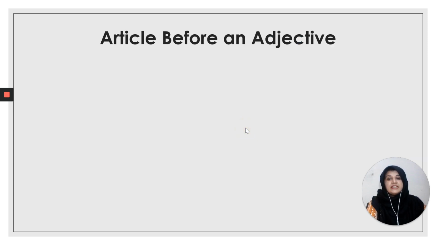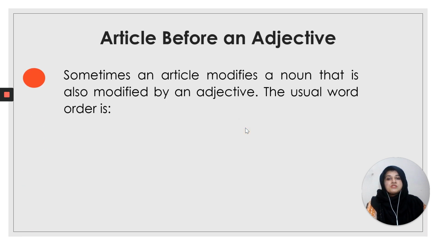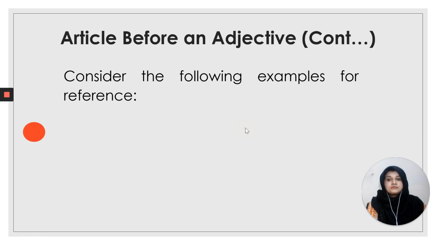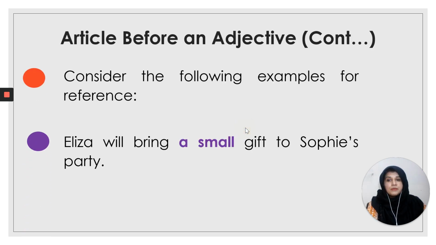Article before an adjective, right? There are some situations when there is an adjective with the noun. So in that situation, what would be the order? Article plus adjective plus noun. So we'll not take the noun to choose the article. We'll take the adjective.